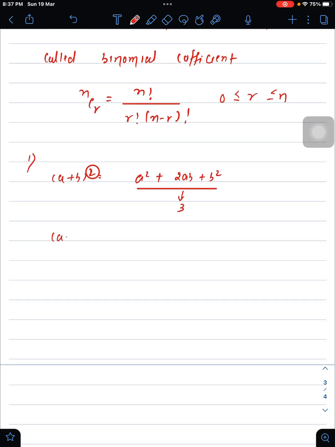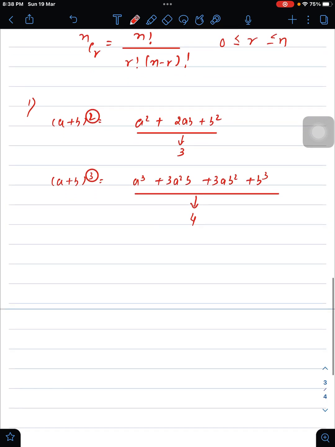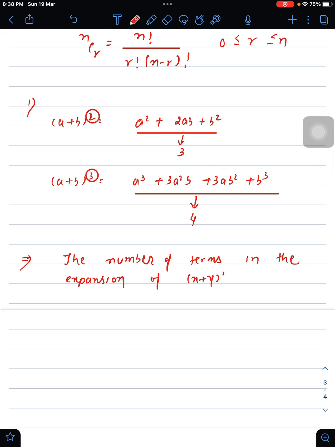Now let me give you one more example. (a plus b) to the power 3. It is a cube plus 3a square b plus 3ab square plus b cube. Just have a look at the power. It is 3. And what is the number of terms we have? We have 4 terms. So what are you observing here? The first conclusion point which I can say is the number of terms in the expansion of (x plus y) to the power n is n plus 1.